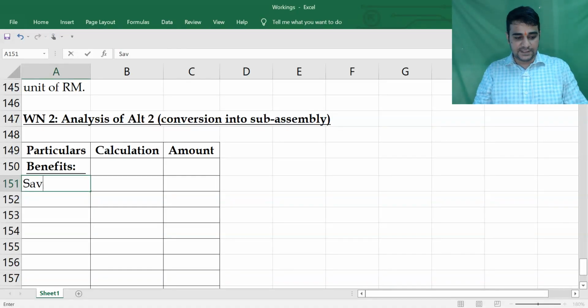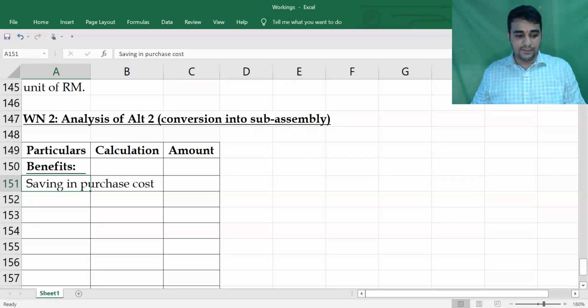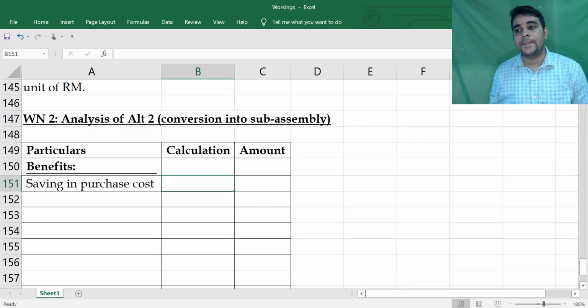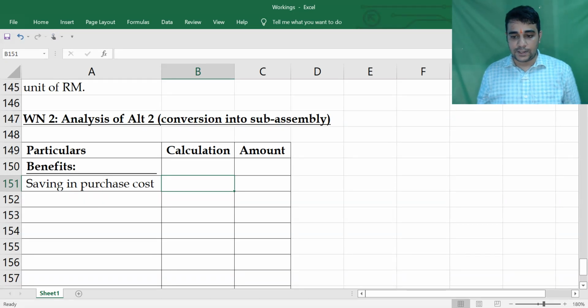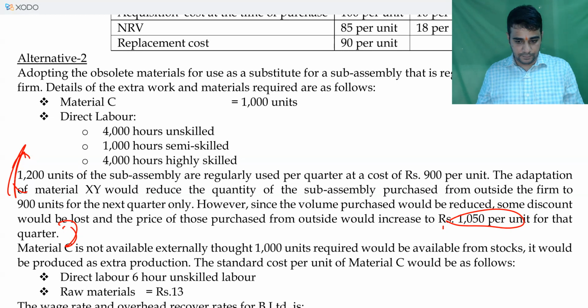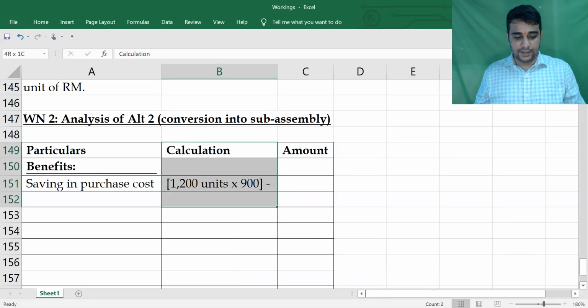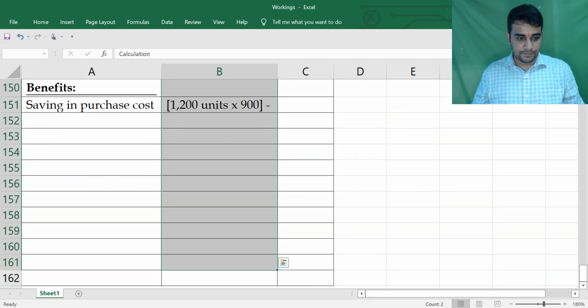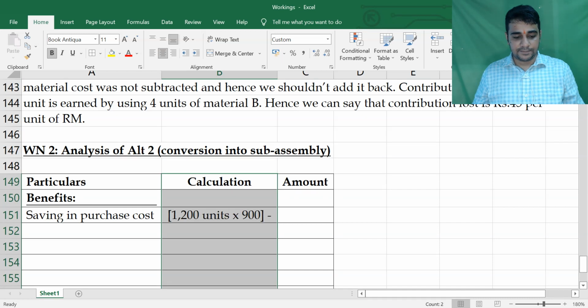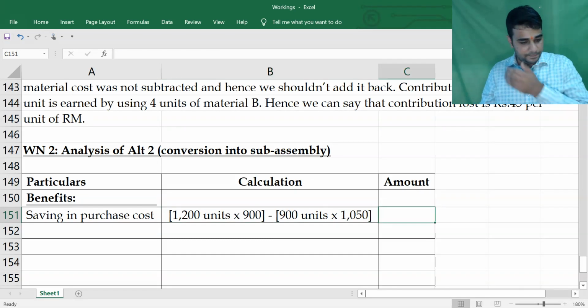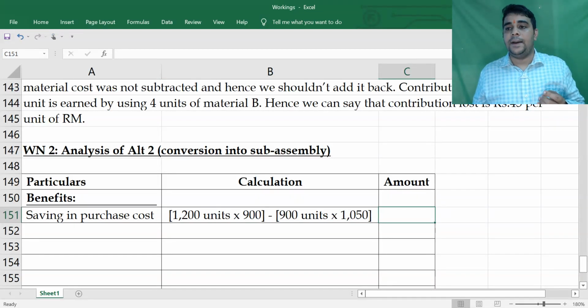So, in benefit, saving in purchase cost. 1200 units into 900, this is the earlier purchase, minus 900 units into 1050. 1200 into 900 minus 900 into 1050.